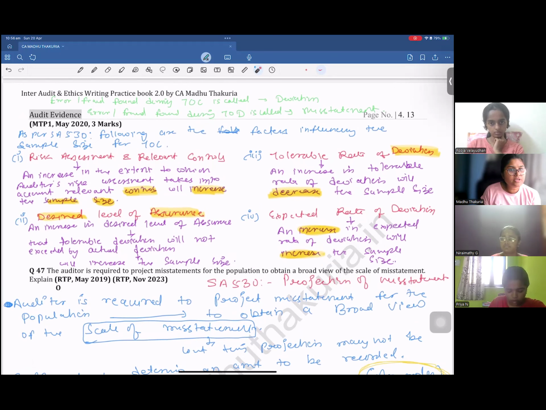Nira, you have the printout of this book, no? Okay, there is a question with the name of Sanjeev, an article assistant. Can you tell me the question number of it? So it starts with Sanjeev, an article assistant. It is MTP April 24 question. I am not sure if it is there in your book. Please check once. Latest question itself. From 61.